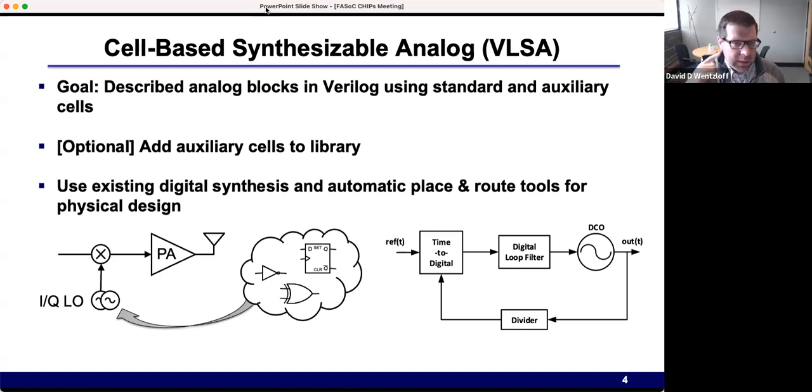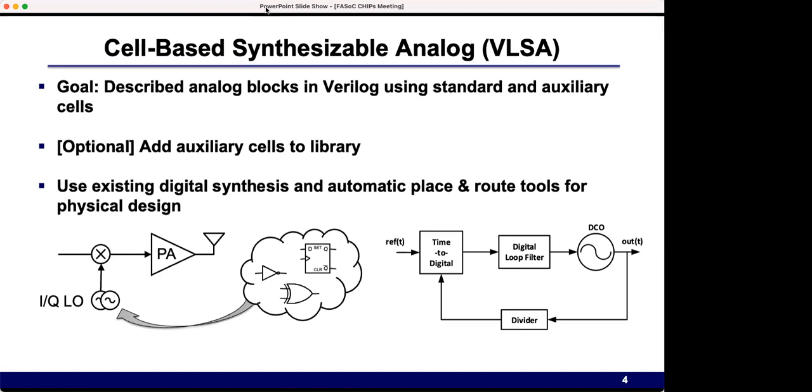So I mentioned auxiliary cells. Really this is optional. Sometimes you can complete this design with just what's in a standard cell library. Other times it's not enough, and you want to add a couple cells to it. So sometimes we add these auxiliary cells, but we add them on the standard cell grid and we integrate them into a library that can be pulled into the digital tool flow and APR, along with other standard cells. And then the third step here is you use existing digital synthesis and APR tools to go generate the physical design. So that's the goal, high level.